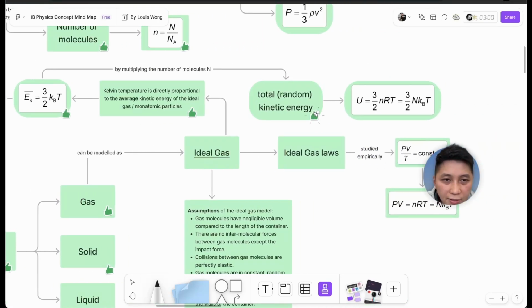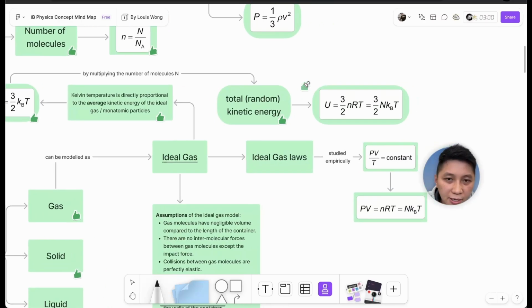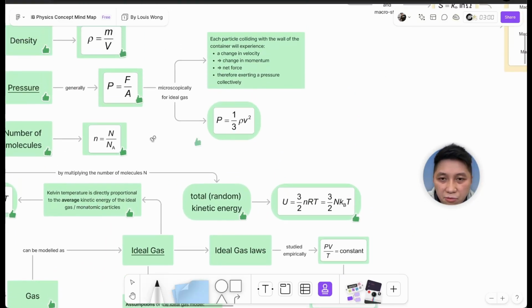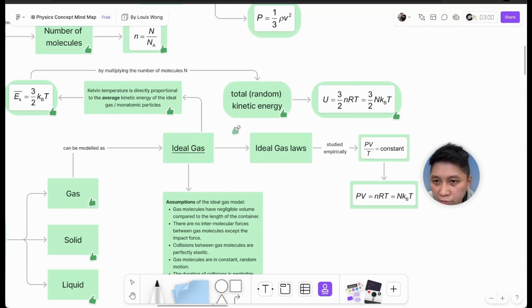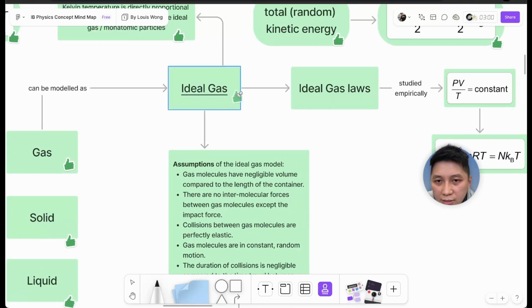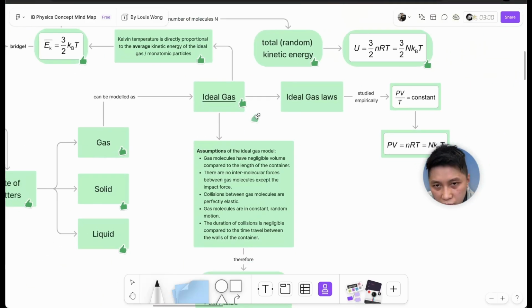If you get that, this is how the linkage is. Multiply by N and get the total, and then the equation can change to this. Notice that there are different representations. It's just something to do with the number of molecules and the moles equation. Essentially they are all the same, depending on your convenience. And this also leads us to the ideal gas.